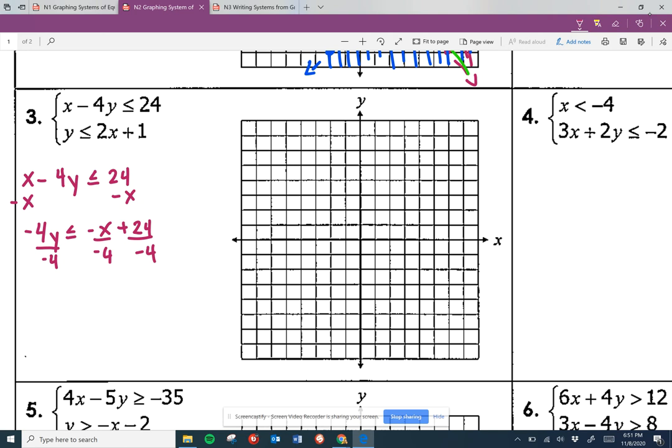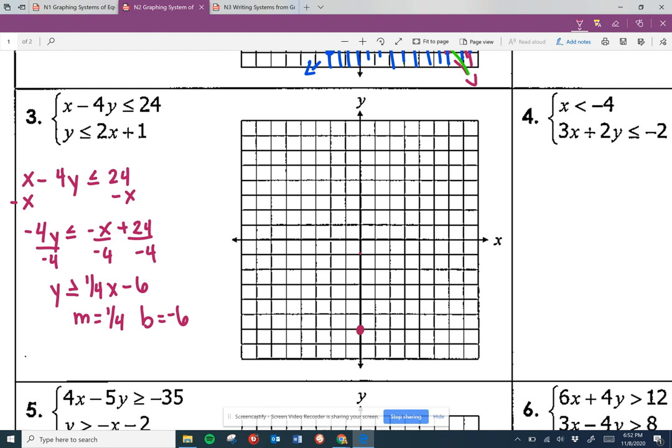So 1, 2, 3, 4. 1, 2, 3, 4, 5, 6. Okay, and then I'm going to go up 1, right 4, or down to the left. This is a solid line because it has that equal to symbol underneath it. And then because it is greater than, it is shaded above. So all of this area above is the first solution set.